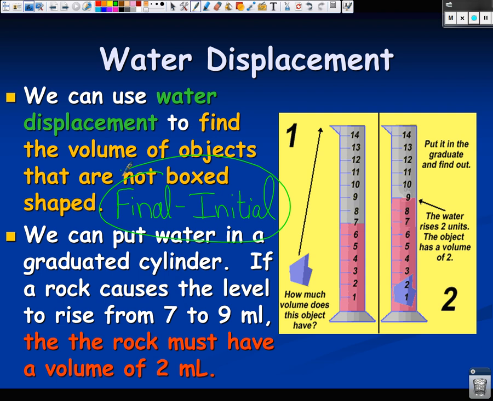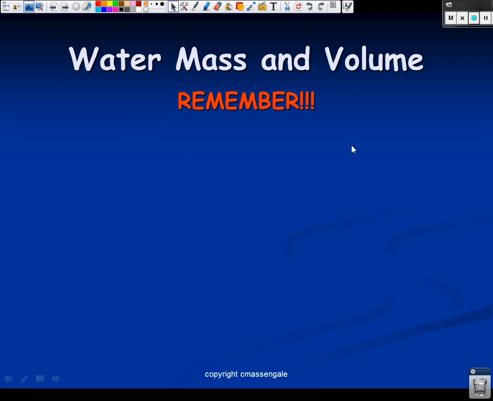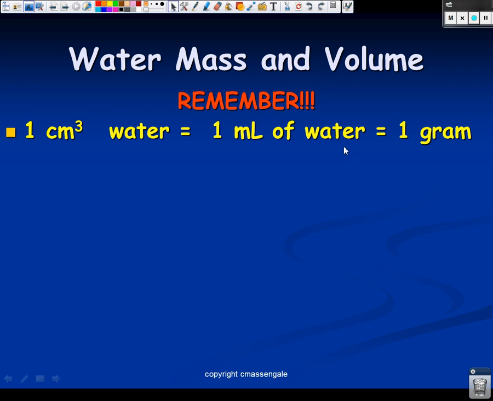So to calculate the volume of that rock, would you do 7 minus 9 or 9 minus 7? Okay, if you did it the other way, what would you get? A negative number. Can you have a negative volume? Not on this planet. Okay, your volume can go down, but you can't have a negative volume. Okay, so it's not a black hole. Alright, so again, we've already talked about this. This is very important. 1 cubic centimeter of water is 1 milliliter of water, which is 1 gram.